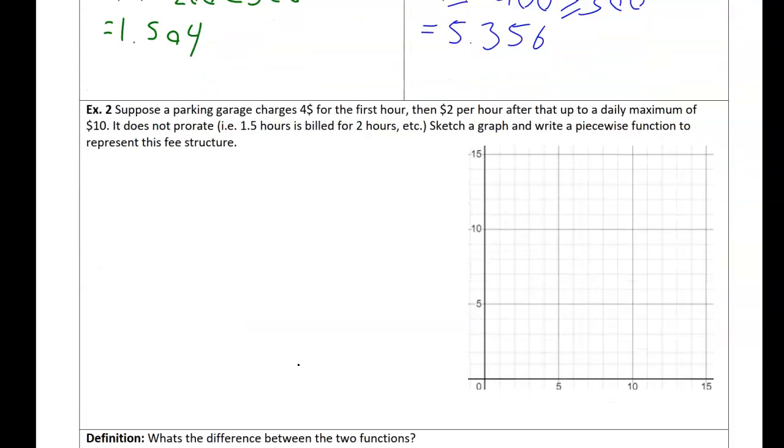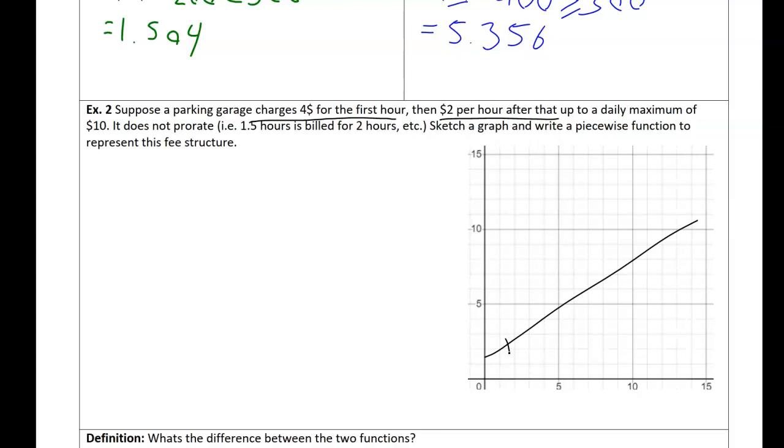Okay, once you got that, we're going to take a look at one more example where a piecewise function might be useful to us. So take a second and read example 2. This is a really common situation, right? So we have a $4 charge for the first hour, and then $2 per hour after that. It's a parking problem. So parking garages never really charge linearly, right? It's not like they charge you $1.50 for being there an hour and a half, right? They charge you $1 for the first hour, $2 for the second hour.